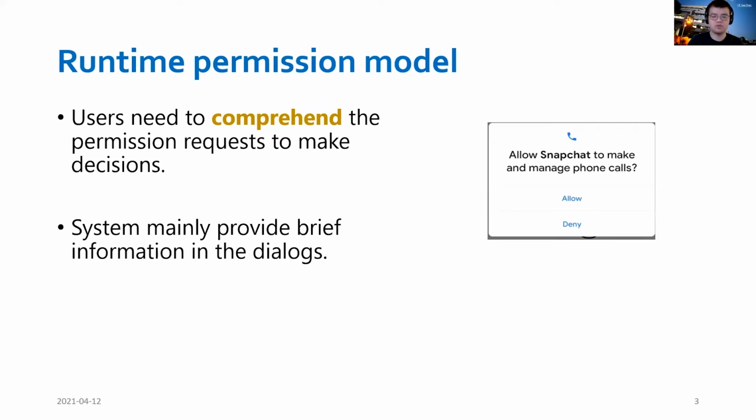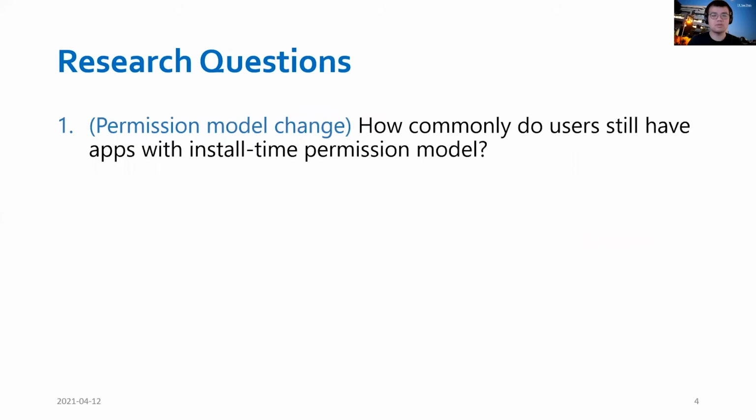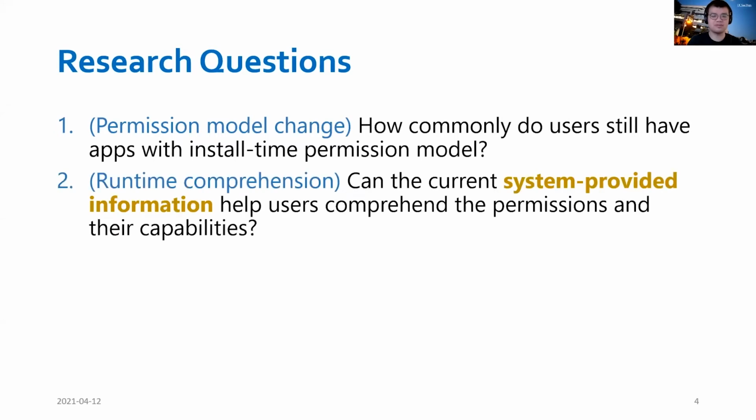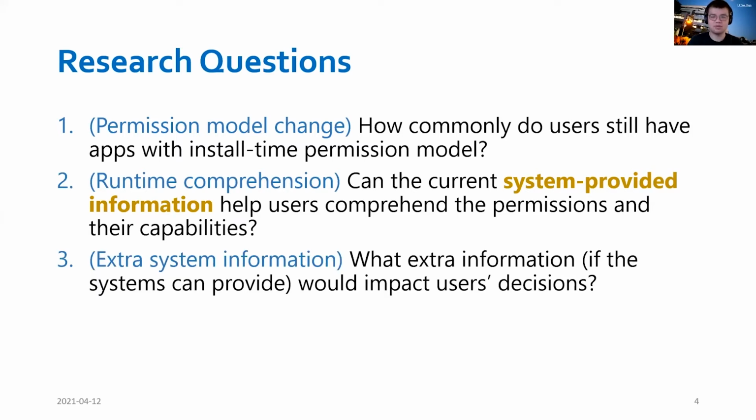In this work, we aim to identify the problems in the comprehension of the runtime permission model and evaluate their impact on users. We propose three research questions. First, how commonly do users still have apps with the install time permission model, and can they understand such apps correctly? We will get to the details of this part in the next slide. Second, in the runtime permission model, can the system-provided information help users comprehend the permissions and their capabilities? Third, what actual information, if the system can provide it, would impact users' decisions?